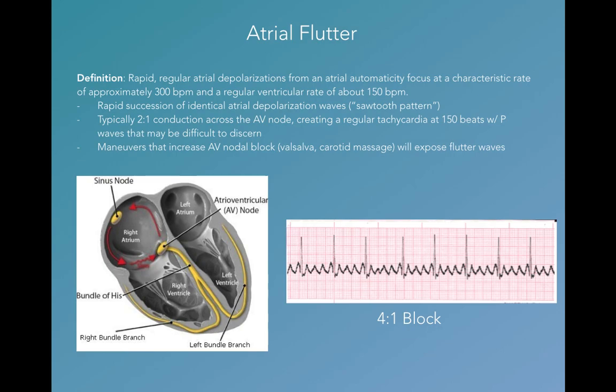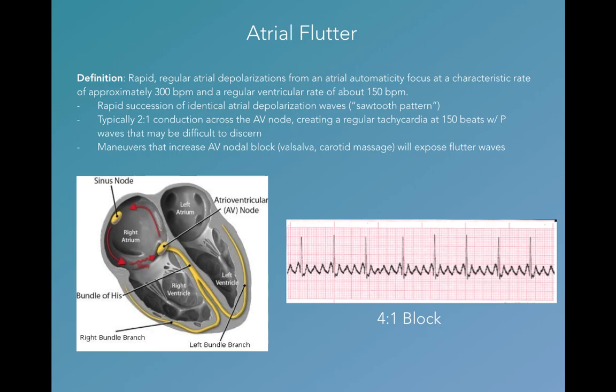And what the sawtooth pattern indicates, in reality, is how many P-wave initiations there are for every QRS complex. So for every atrial beat that this ectopic area produces, how many have to occur before the AV node lets one through. So typically this is known as a block, and there's a ratio of the P waves to the QRS.